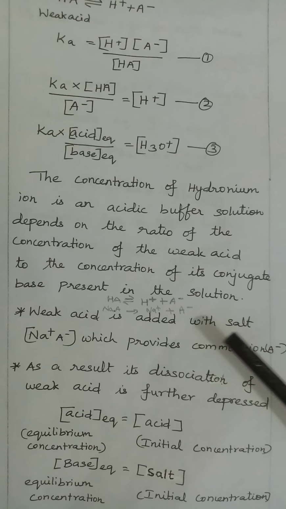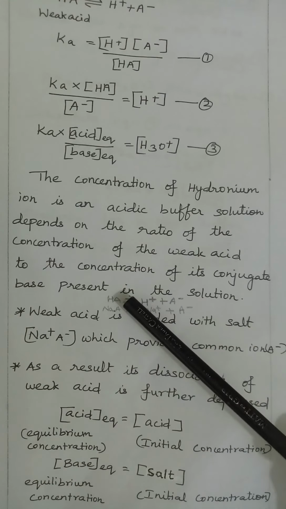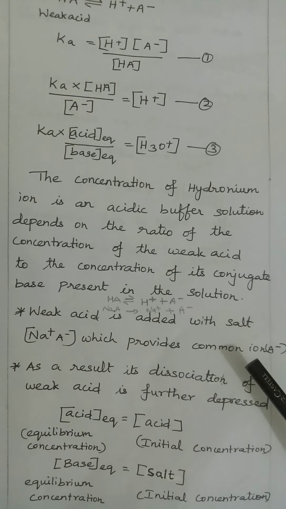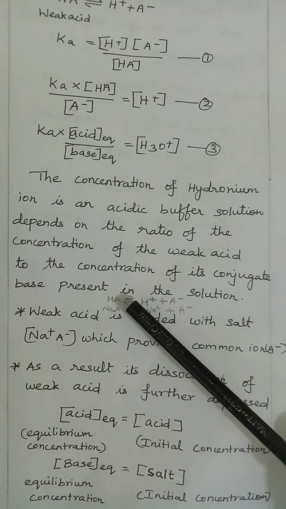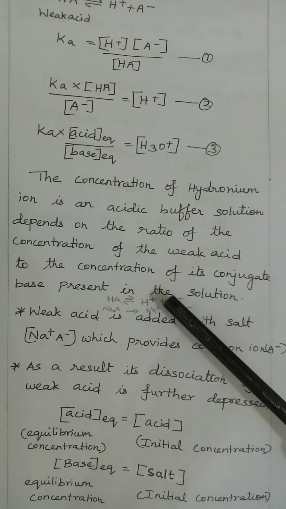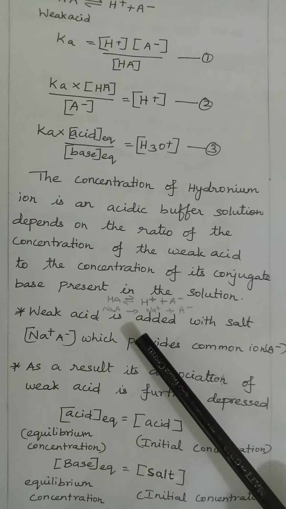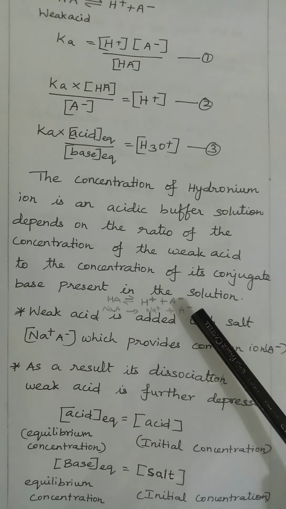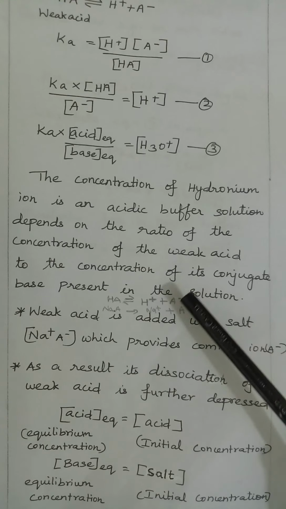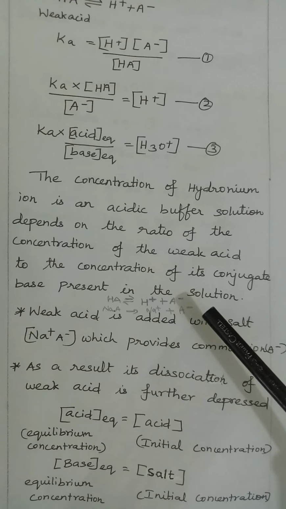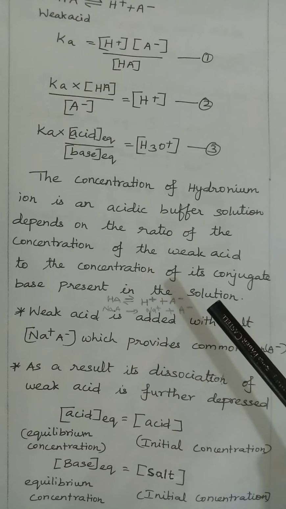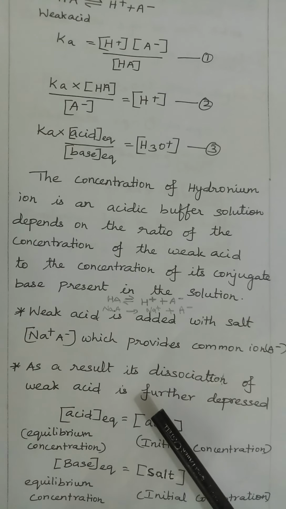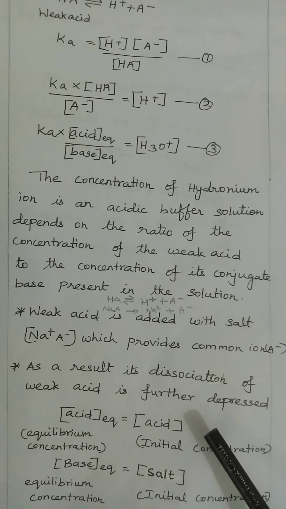A weak acid is added with the salt. HA is a weak acid, added with the salt A, which provides a common ion. HA is a weak acid, it dissociates to form H plus ion and A minus ion. Then it is added with the salt NaA. This also dissociates to form Na plus and A minus. So the A minus ion is a common ion. After the production of the common ion, it will suppress the dissociation of acid. As a result, the dissociation of the weak acid is further depressed.